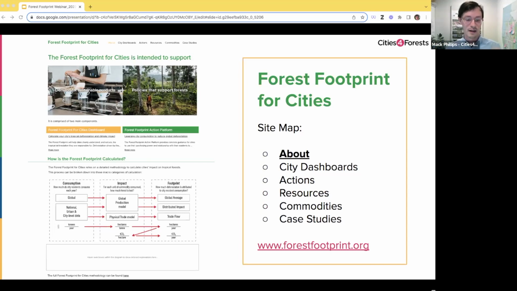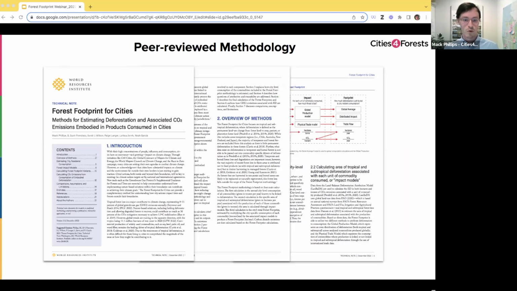You can also find a link to the Forest Footprint for Cities methodology, which was published by the World Resources Institute as a tech note earlier this year in January by our team. This was really a labor of love. It's about 30 or 40 pages. For those of you who really want to dive into the nitty-gritty details and investigate the sources of all this data, I really encourage you to read this. It will answer quite a lot of questions, and we can put the link in the chat at the end of the webinar. Again, this resource is also available on the website.